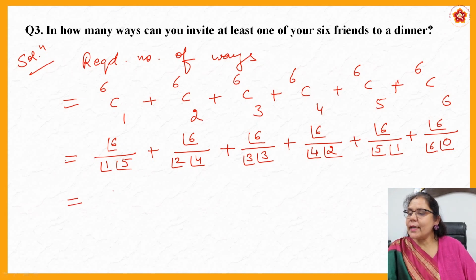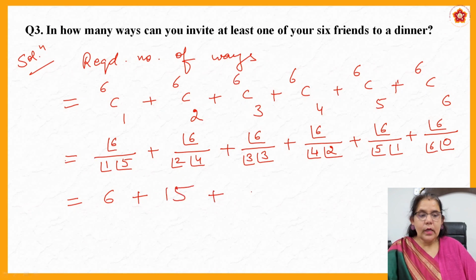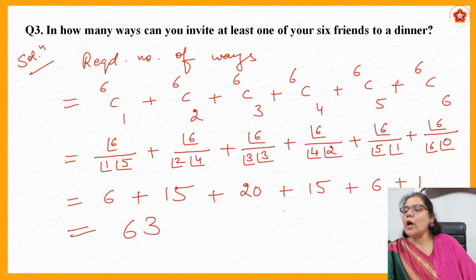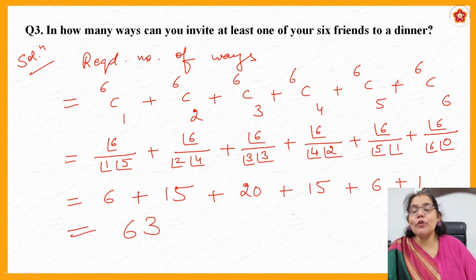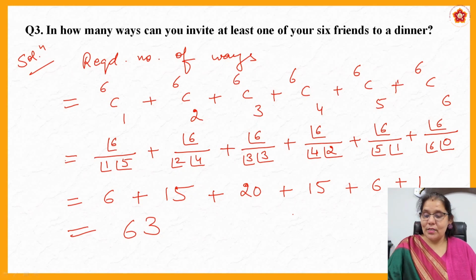If you solve this one, here you will get 6. And what will you get here? Try solving it. You will get 15 here. In the third one, you will get 20. In the next one, you will get 15. And this one will be 6. And the last one will be 1. Add them all. We get 63. So in how many ways can you invite at least one of your 6 friends to a dinner? You can invite them in 63 ways.